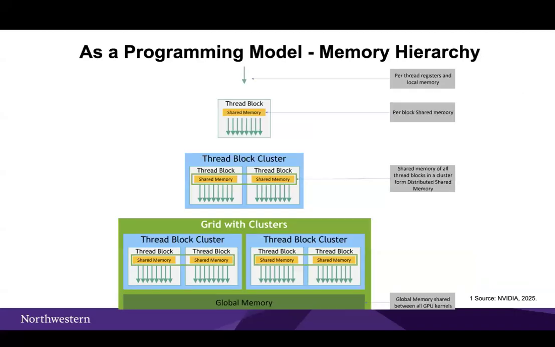This figure shows the memory hierarchy of CUDA. Each thread has its own register and local memory. Each thread block has shared memory. Clusters formed by multiple thread blocks share distributed shared memory, and all thread blocks share global memory. This hierarchy helps to efficiently organize and access memory and improve the performance of GPU parallel computing.